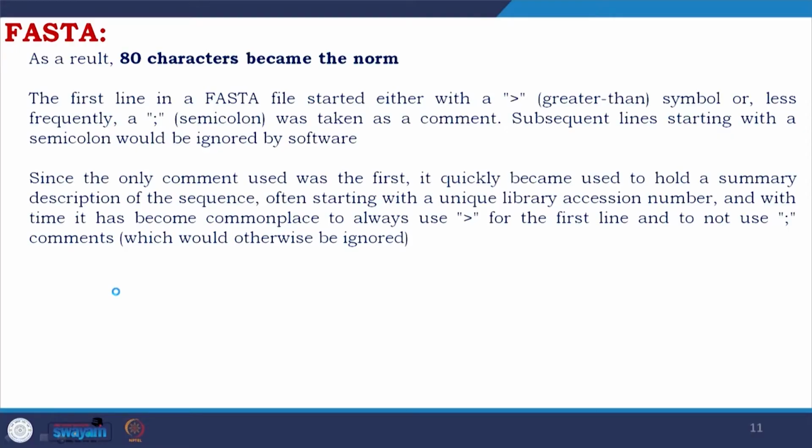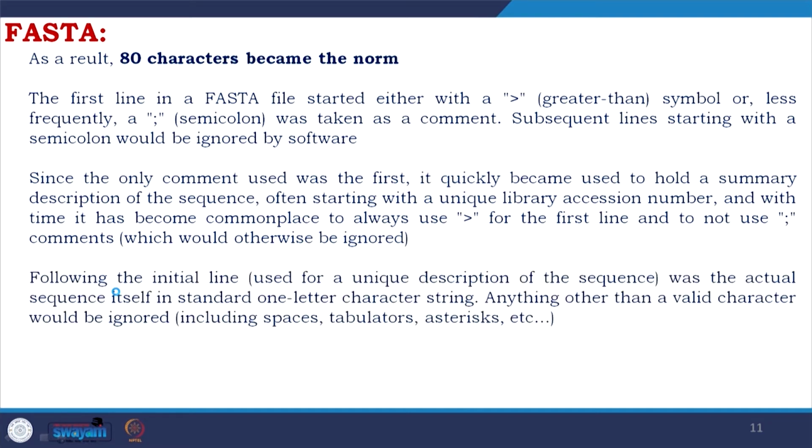Since the only comment used was the first, it quickly became used to hold a summary description of the sequence, often starting with a unique library access and number, and with time it has become commonplace to always use greater than for the first line and to not use semicolon comments.